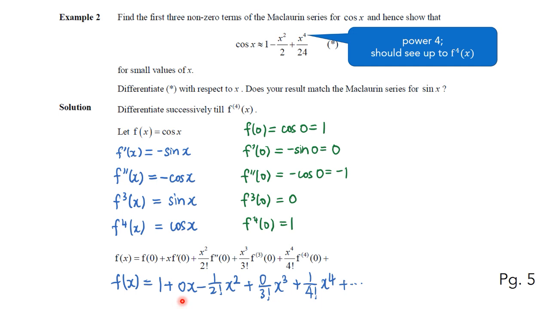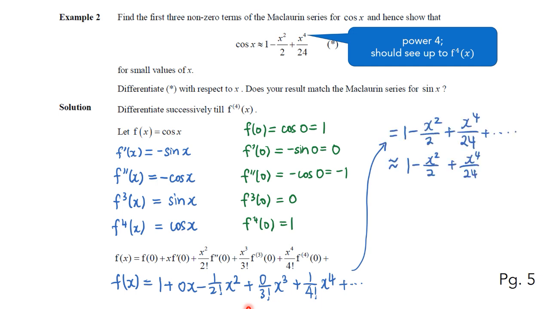Because of the 0 terms over here, you notice that the odd powers of x actually cancel out, and you are left with only the even powers of x. Now, as we are looking at small values of x, the higher powers will actually go towards 0. So at this point, we can drop the plus dot dot dot and use the approximation sign to show the given result. We can now state the final result, and we're done for the first part.